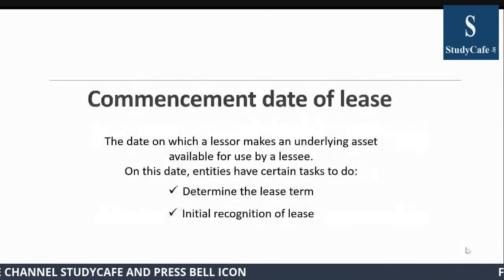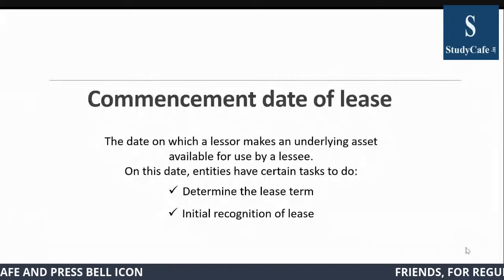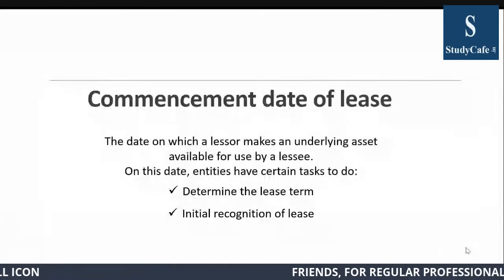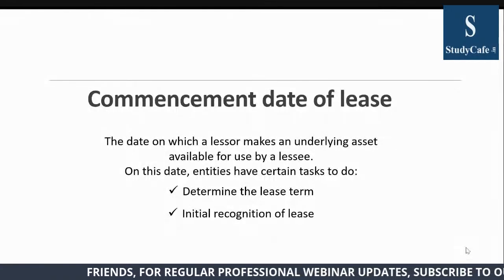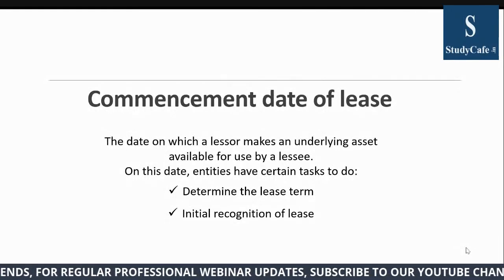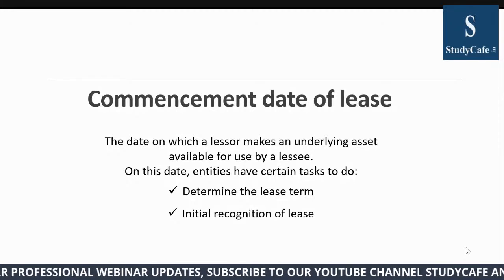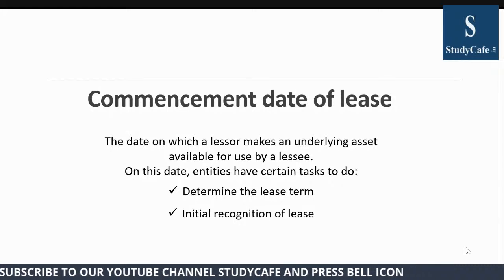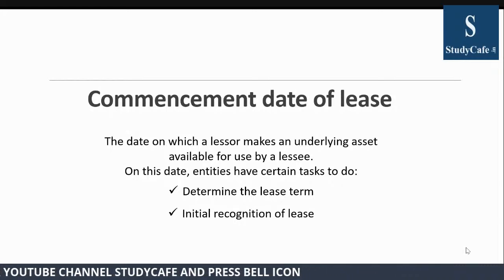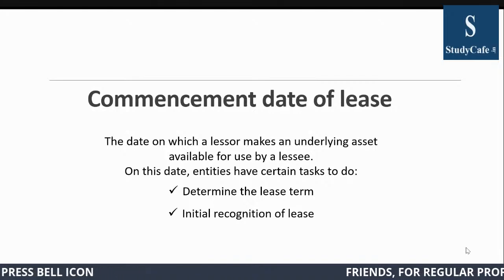Now, after the inception date comes the commencement date. Now, what is the difference between inception date and commencement date? Commencement date is the date on which the lessor makes the underlying asset available for use by the lessee. Right, this is the date on which the asset is sent or delivered to the lessee, and lessee is now free to use that asset. These dates can be different or they may be the same date.